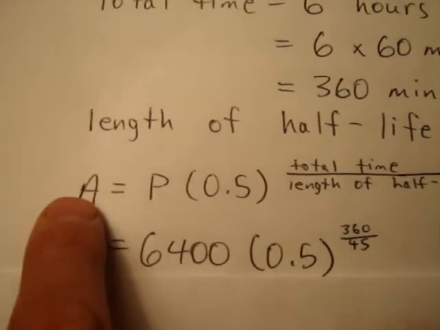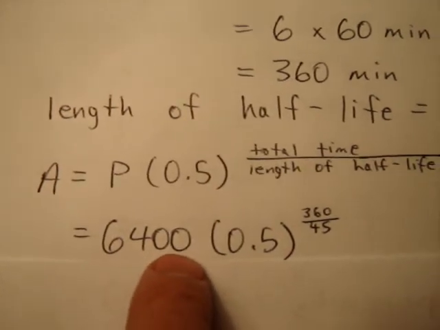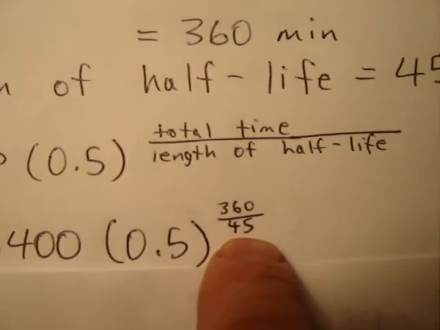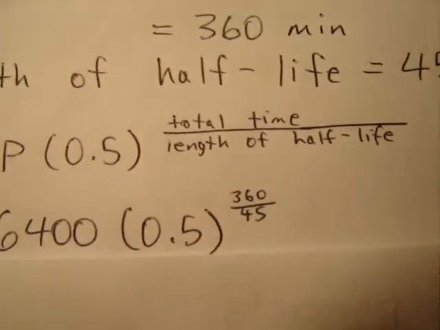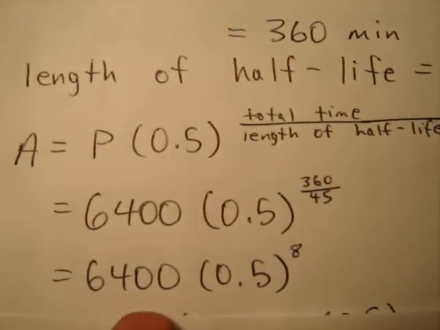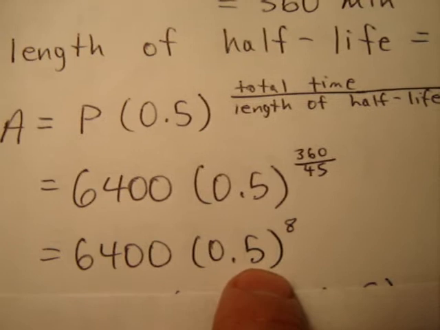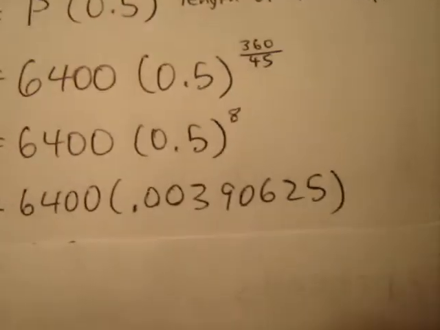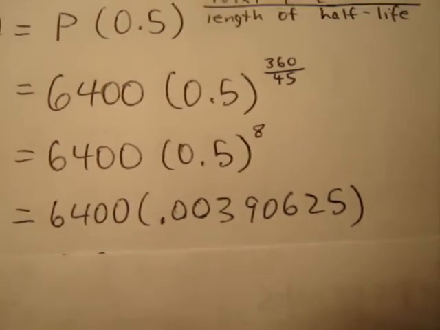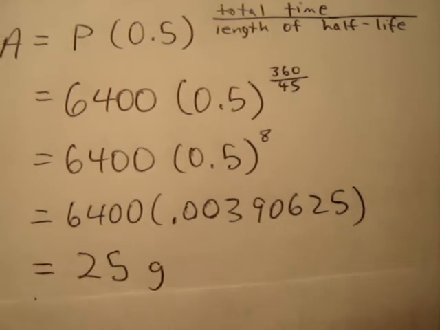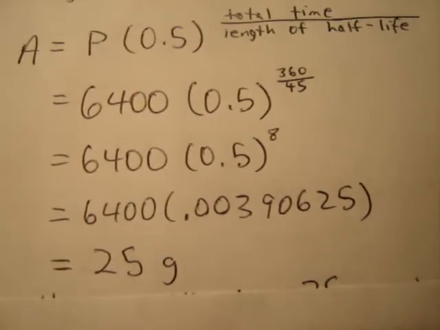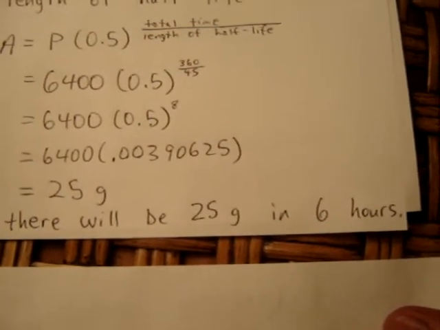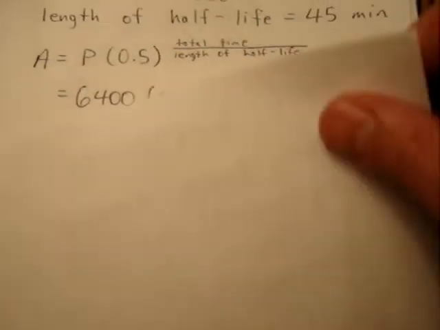So the final amount is equal to the prior amount of 6,400 times 0.5 raised to the exponent 360 divided by 45. Well, 360 divided by 45 equals 8. So our final amount equals 6,400 times 0.5 to the exponent 8. 0.5 to the exponent 8 is 0.00390625. When we multiply that by 6,400, we get a final answer of 25 grams. So therefore, we can say that there will be 25 grams of black barium in 6 hours under the conditions given.